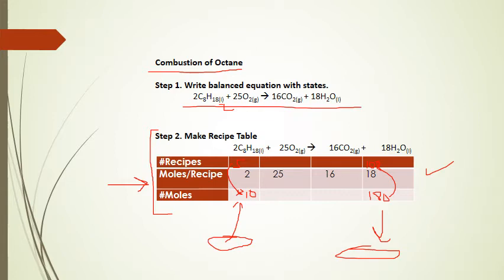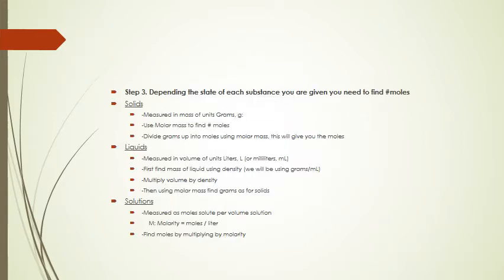or get. So step 3: depending on the state of each substance you are given, you'll need to find the number of moles. If it's a solid, you'll be using molar mass. If you're going from grams to moles, you'll be dividing by the molar mass. If you're going the other way, from moles to mass, you'll be multiplying by molar mass.